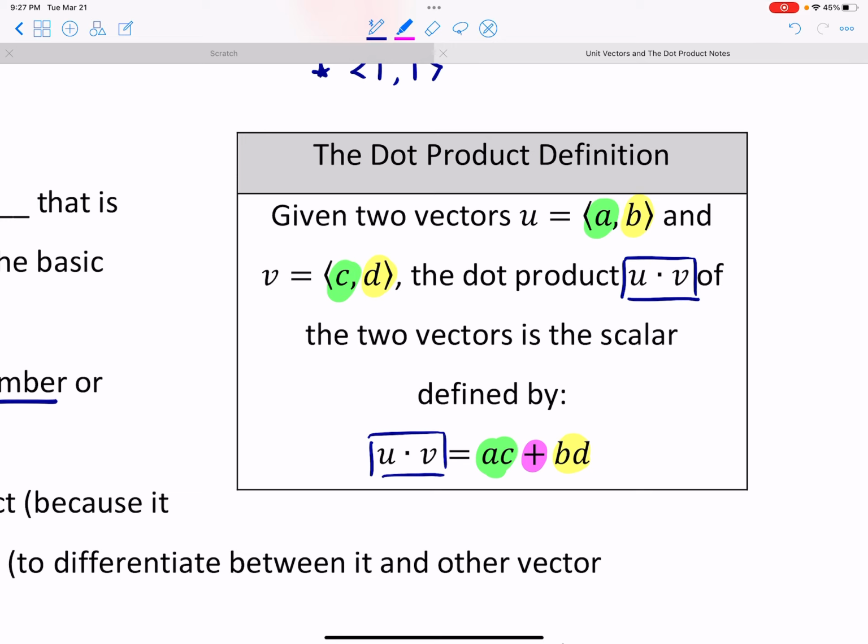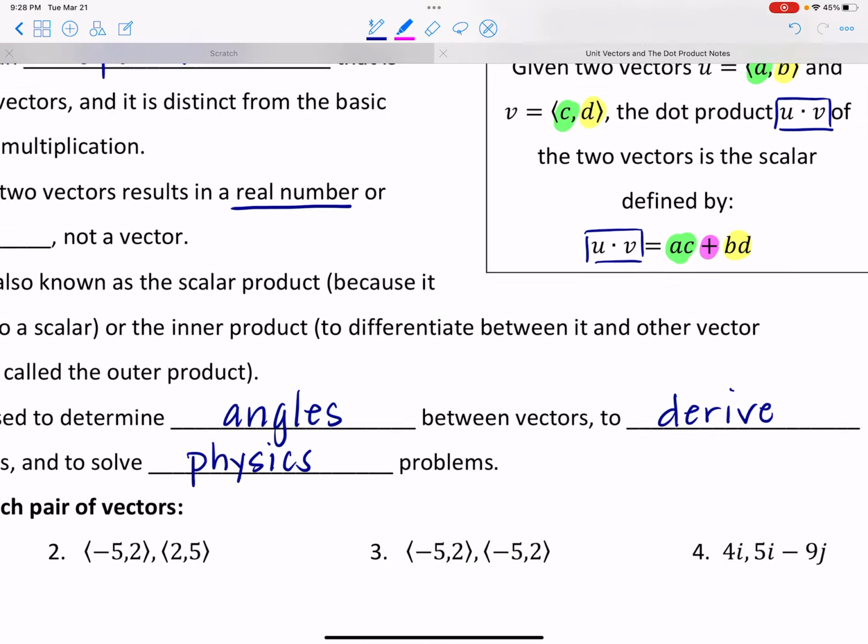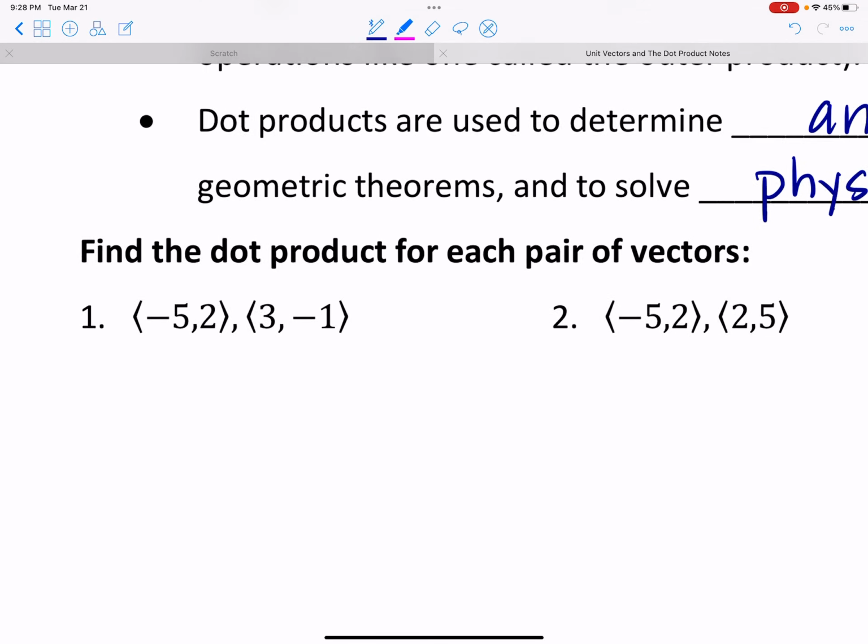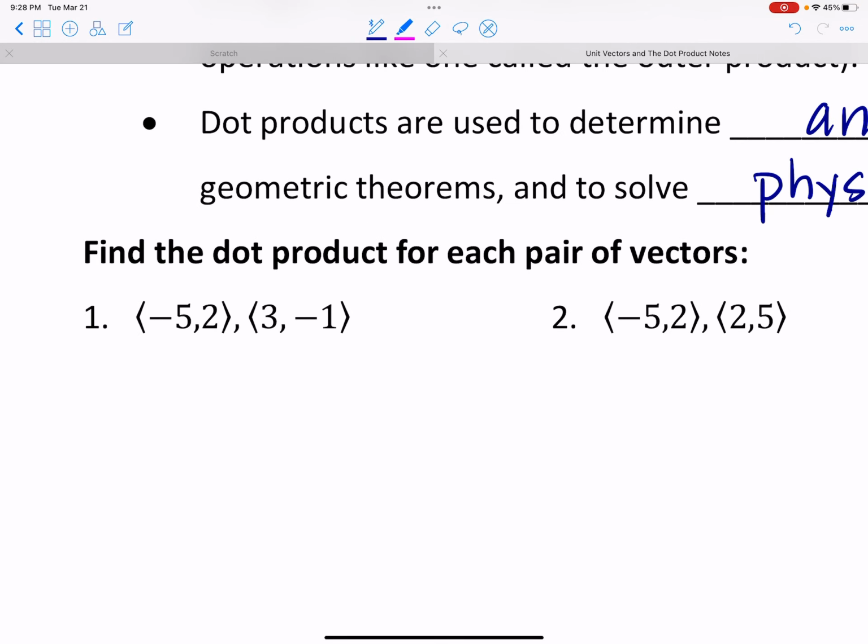So u dot v: multiply the horizontal components, multiply the vertical components, add those two products. That is your dot product. Okay, so let's practice making the calculation a couple times, and then I'll show you how we can use this to find angles between vectors.